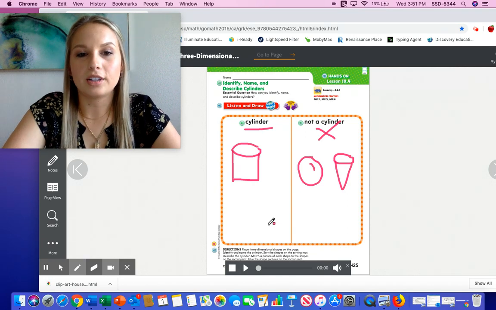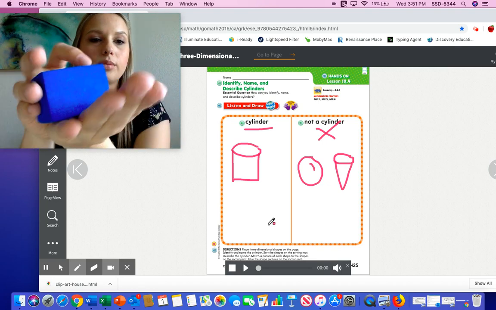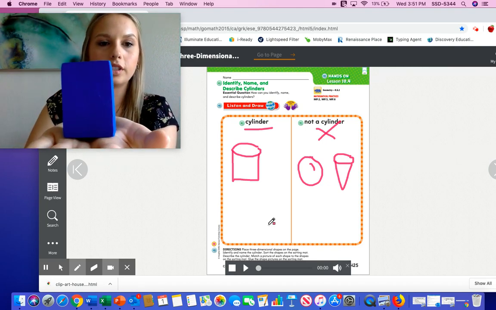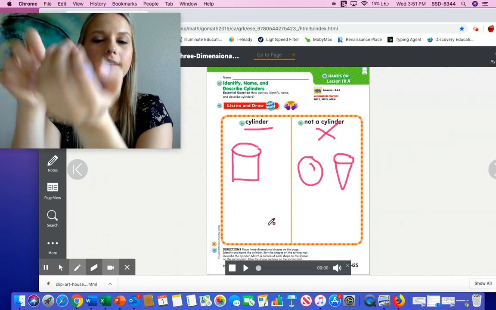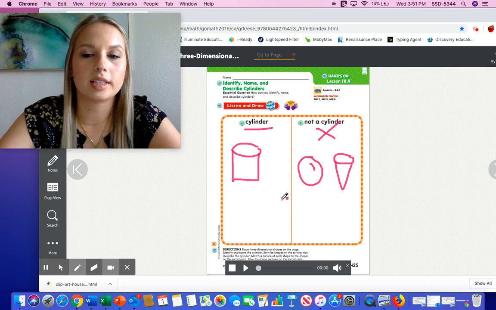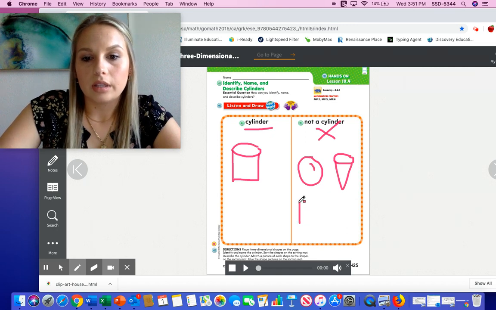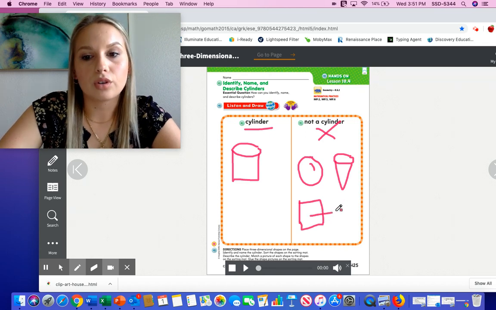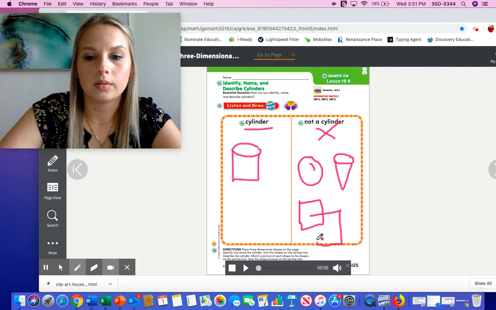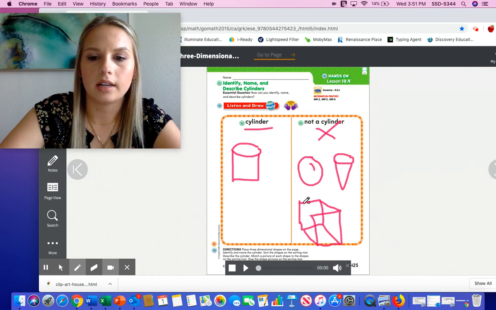All right, last shape. Is this a cylinder? Well, I see flat surfaces, right? It has at least 2 flat surfaces. Is it round and curved? No, this is actually a cube, right? Okay, so let's go ahead and draw a cube in the side that says not a cylinder. To draw a cube, remember we start with a square. And then in the middle of the square, we draw another square that goes really low. And we connect our vertices. Connect there, connect there, connect there, and connect there.